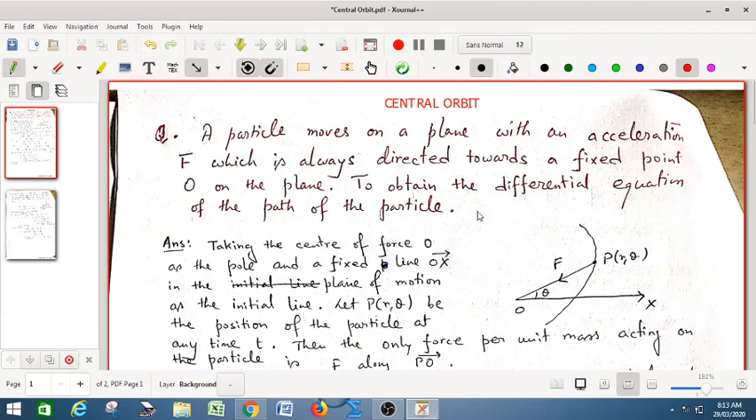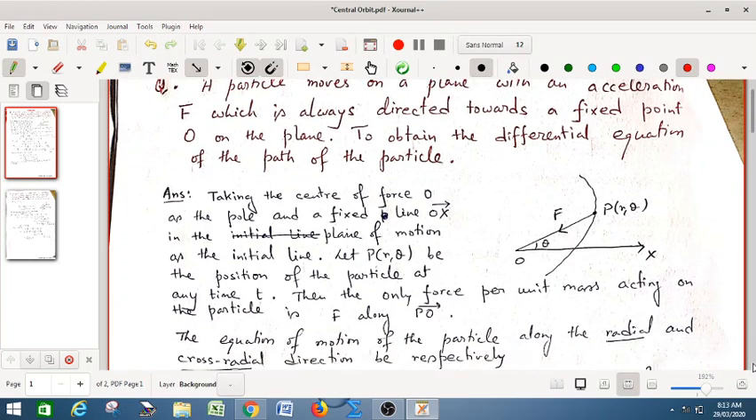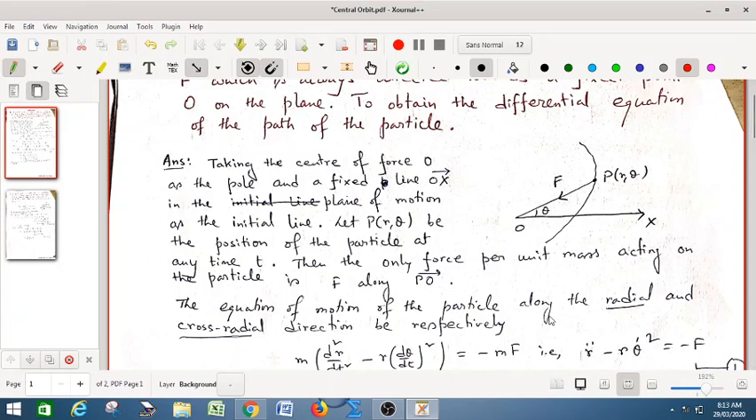Taking the center of force O as the pole and a fixed line OX in the plane of motion as the initial line, let P(r, theta) be the position of the particle and F the force acting towards O. So F is the force per unit mass. Take a note of this, that F is per unit mass and acts on the particle along PO.